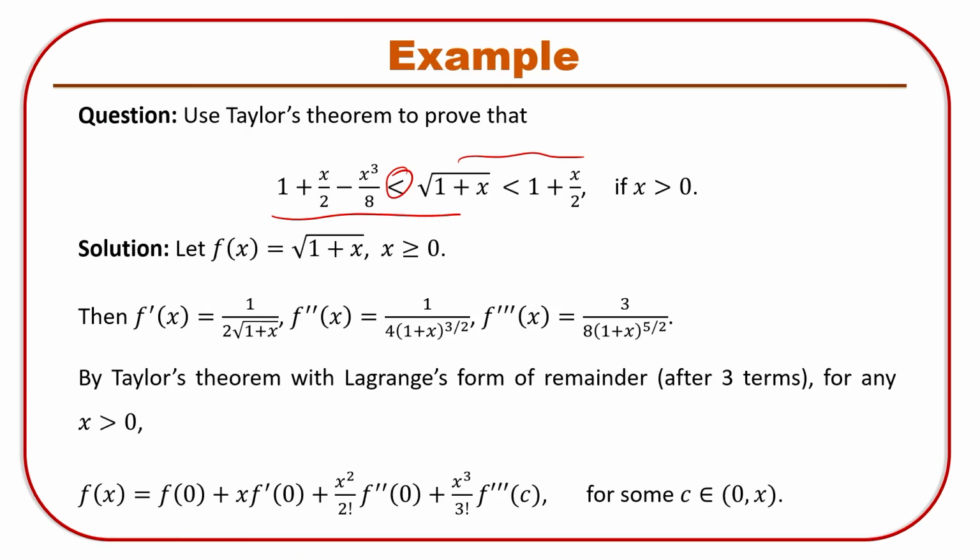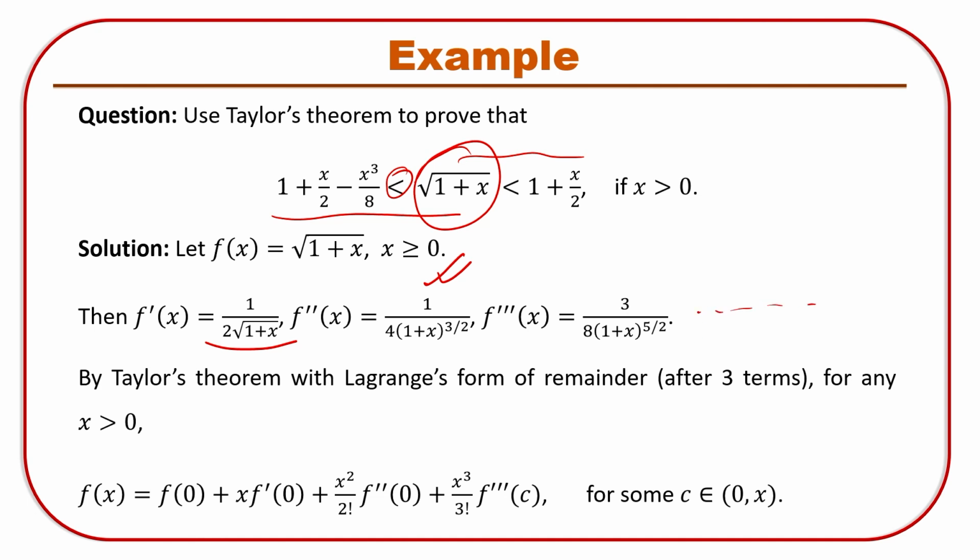Since we are working on this, let us take the function f(x) equal to the square root of 1 plus x, where x is greater than 0, right? This function is derivable and we can find the first derivative f dash of x. What will be the first derivative? 1 by 2 into the square root of 1 plus x. The second derivative, using the same, is 1 by 4 into (1 plus x) power 3 by 2. The third derivative is 3 divided by 8 into (1 plus x) power 5 by 2, and so on, right.